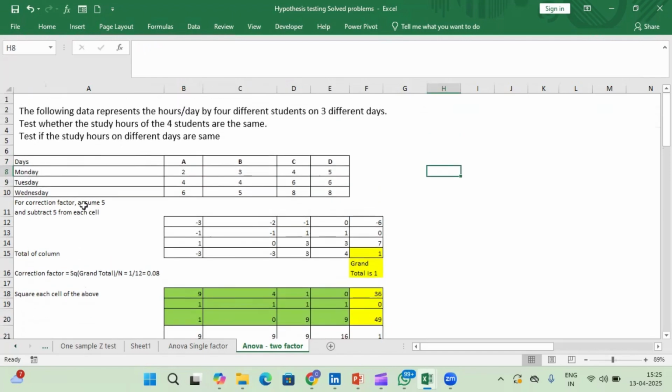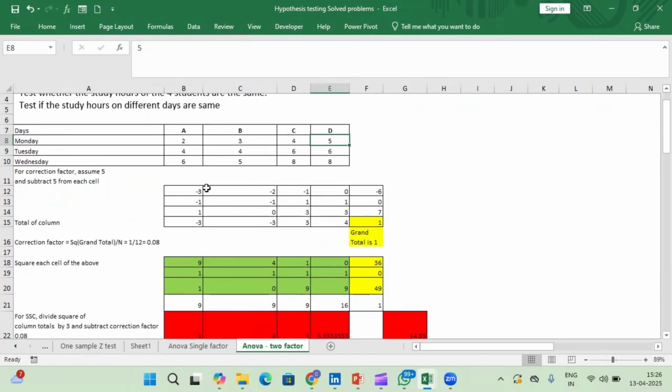Now, there is something known as a correction factor. We can assume any correction factor. In the final calculation, it won't make a difference. So let us assume 5 as a correction factor. Now 2 minus 5, 4 minus 5, 6 minus 5. Then 3 minus 5, 4 minus 5, 5 minus 5. Similarly, 4 minus 5, 6 minus 5, 8 minus 5. 5 minus 5 is 0. 6 minus 5 is 1.